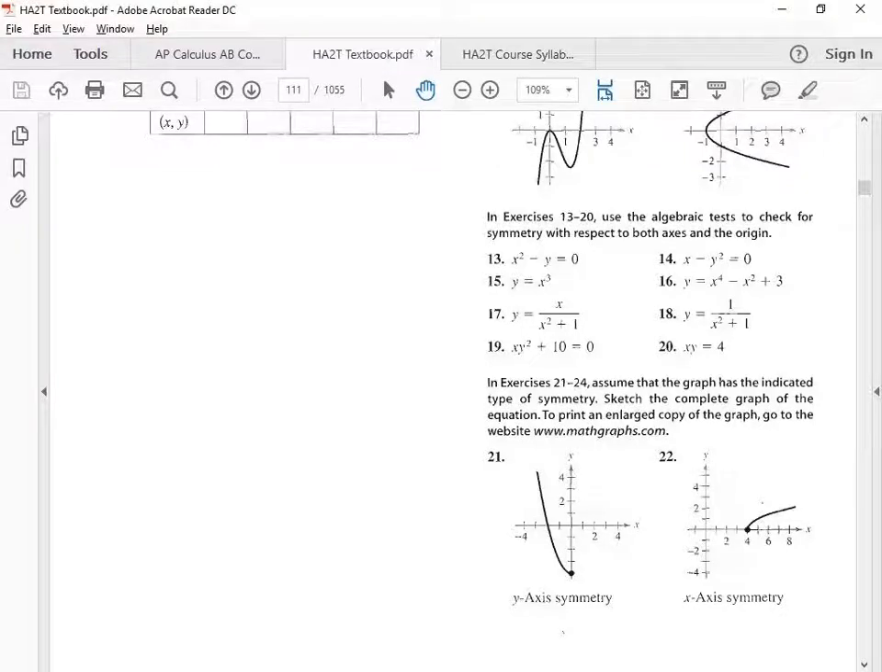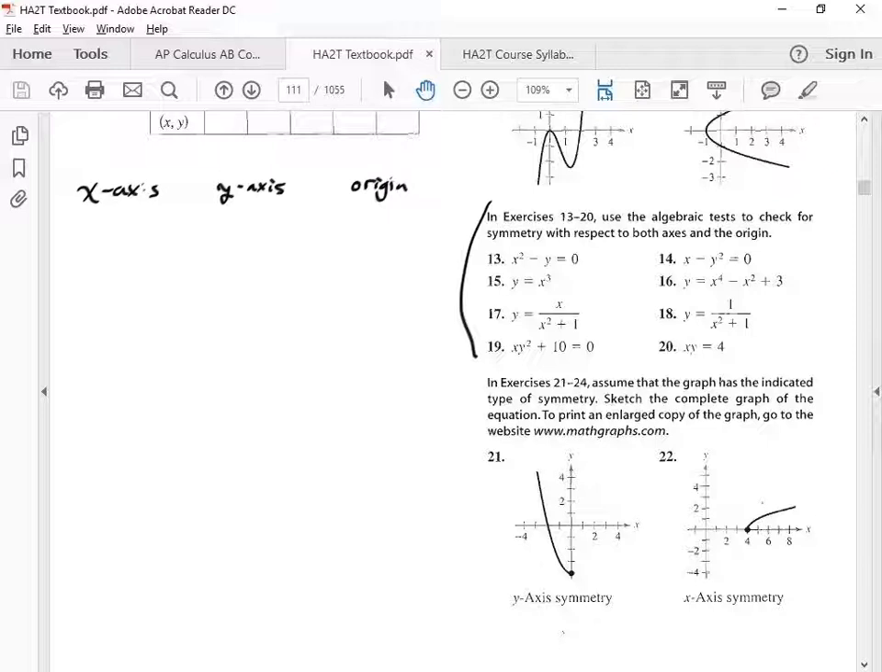Okay, so here are the three different types of symmetry. These are what we're working on right here. We have the x-axis of symmetry. We have the y-axis of symmetry. And we have the origin of symmetry. Okay, so if it has symmetry about one of these, there's tests for us to figure that out.